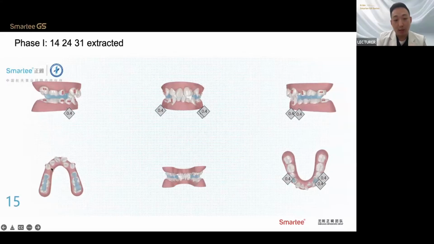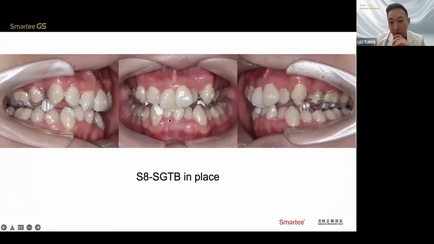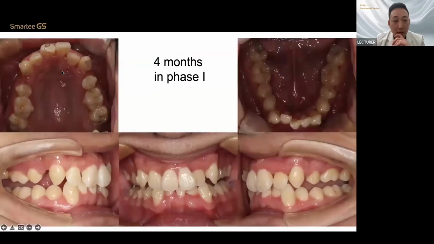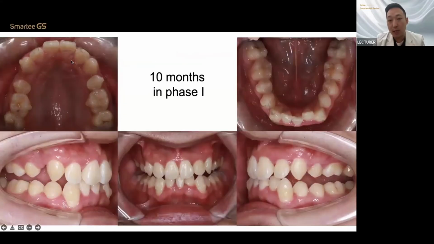So you can see the animation in phase 1. I do the alignment and do the mandible advancement at the same time. And here's the S8 SGTB in the months and 2 months. You can see from this picture, the alignment is going on, 4 months, 10 months after the end of phase 1. We have aligned the teeth here, and they're all there, and the crowding problem is relieved at the same time.